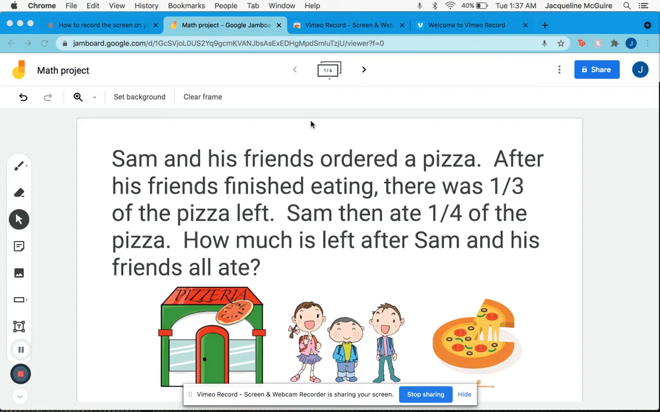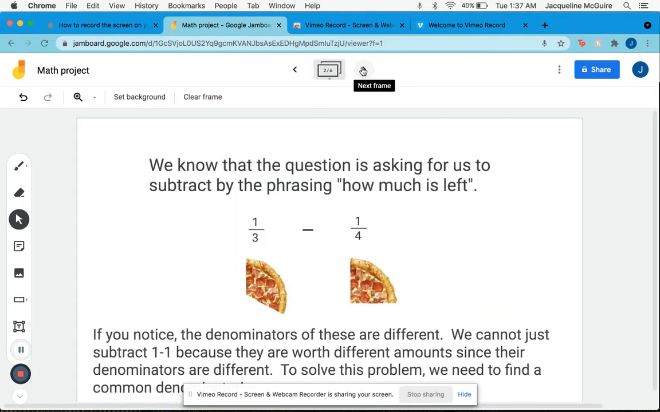So what are we doing now? Well, we know that based on the phrasing of the question, how much is left, we can pretty much figure out that it is a subtraction problem. So we are subtracting 1/3 of the whole minus 1/4 of the whole pizza. And that's important to remember, that the whole in both of these fractions is the whole pizza. So we have 1/3 of the whole pizza to begin with, then take away 1/4 of the whole pizza, and how much do we have left?